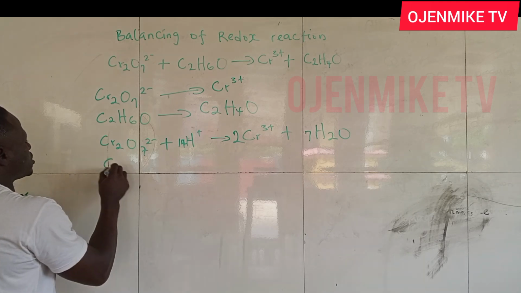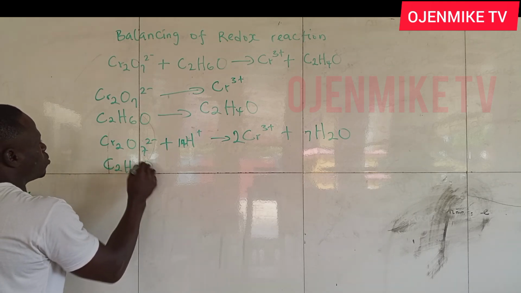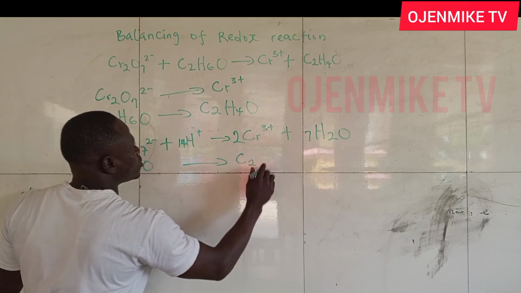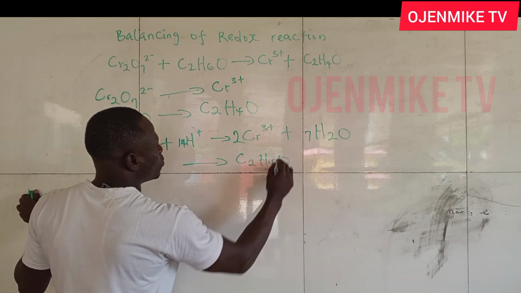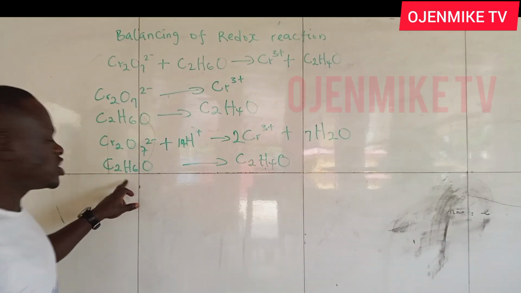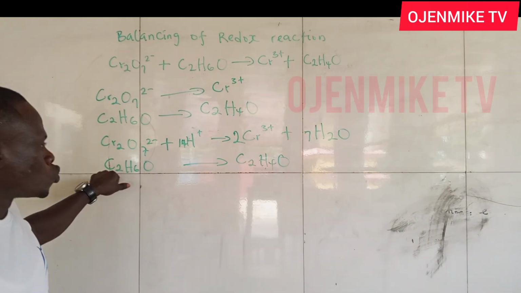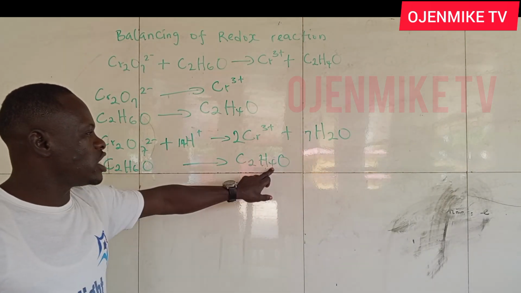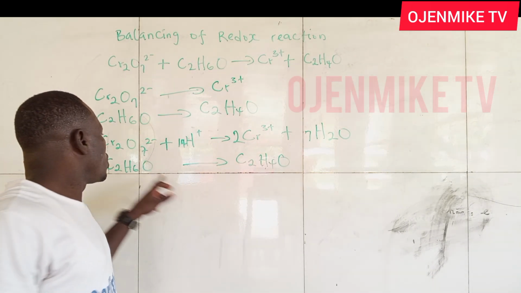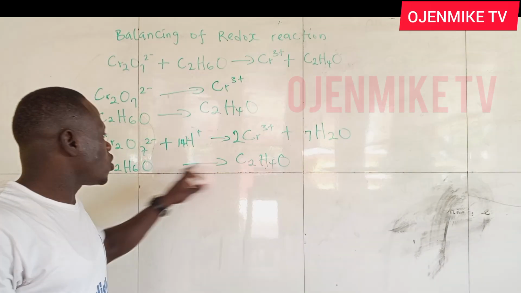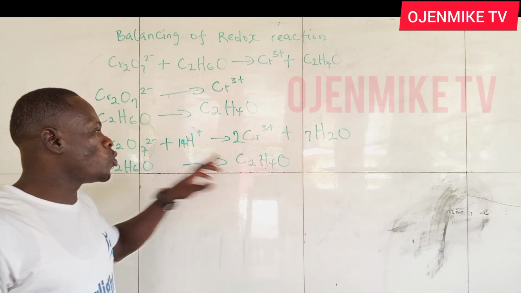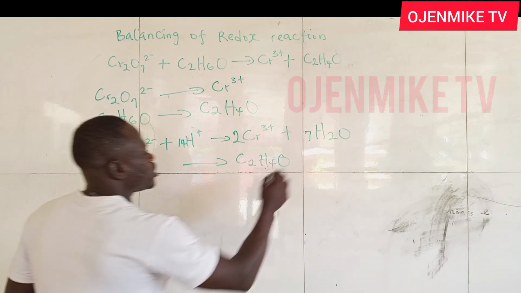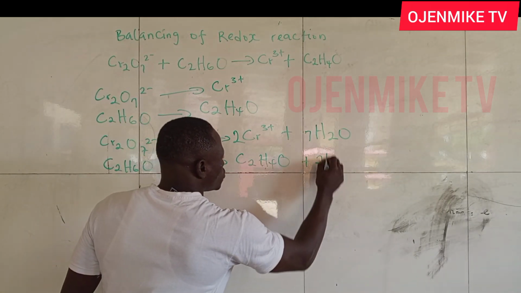We have C2H6O. We have to give you C2H4O. Now look at the reactant. This is the reactant. Carbon here is 2. Carbon here is 2. Carbon is balanced. Hydrogen here is 6. Hydrogen here is 4. Hydrogen is not balanced. Oxygen here is 1. Oxygen here is 1. It means that oxygen is balanced. So what we are going to add here is 2 molecules of hydrogen. So we say plus 2H.